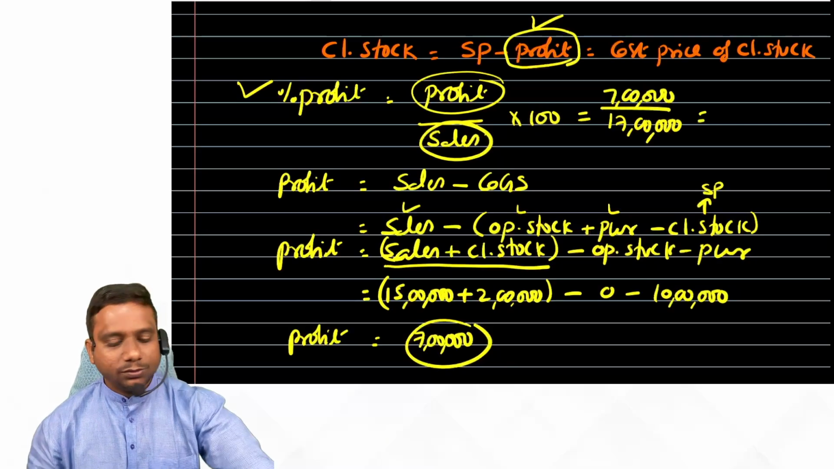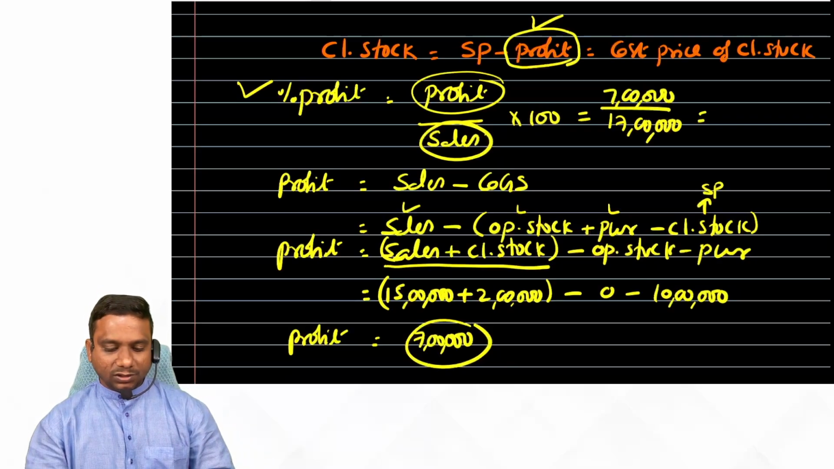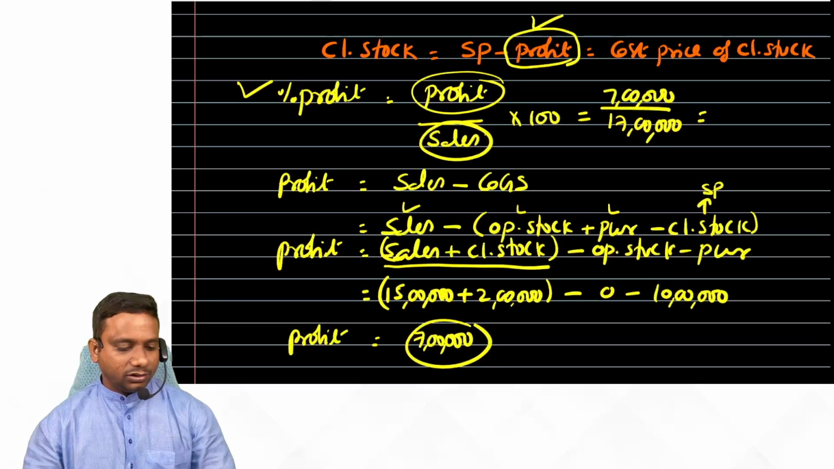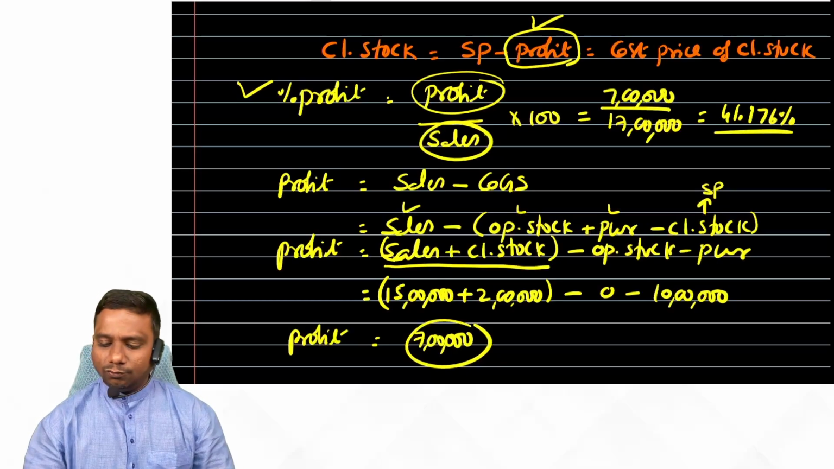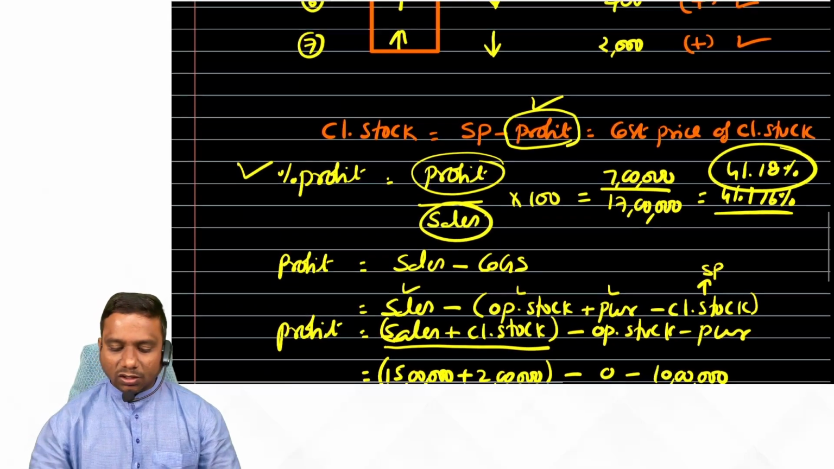Okay. So how much percentage do you get? 7 lakh divided by 17 lakh. You get almost 41.176%, or rounded off you can take 41.18%. Now apply this onto this formula.